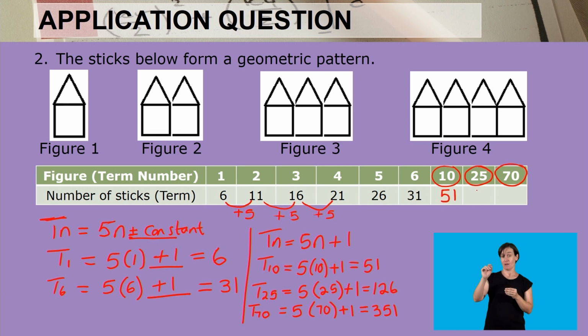51 for the 10th term, 126 for the 25th term, and 351 for that 70th term. So this means that the 70th figure is going to have 351 sticks while we are continuing with this pattern.